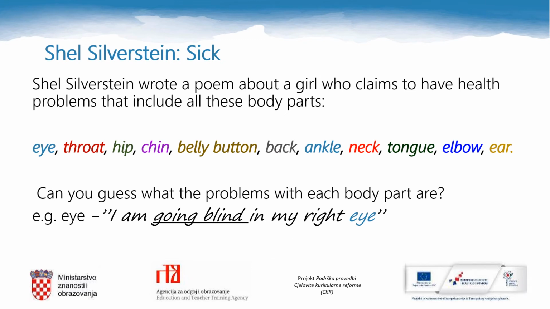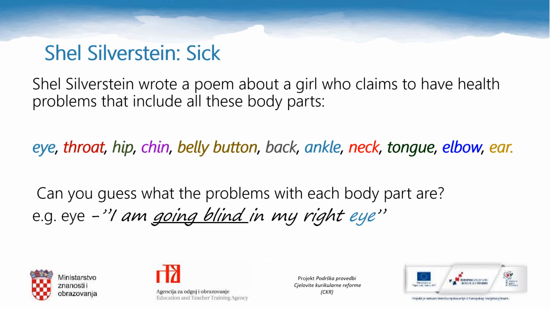Charles Silverstein wrote the poem entitled Sick. He wrote a poem about a girl. That girl claims to have health problems, and her health problems include all these body parts. Listen: eye, throat, hip, chin, belly button, back, ankle, neck, tongue, elbow, and ear.